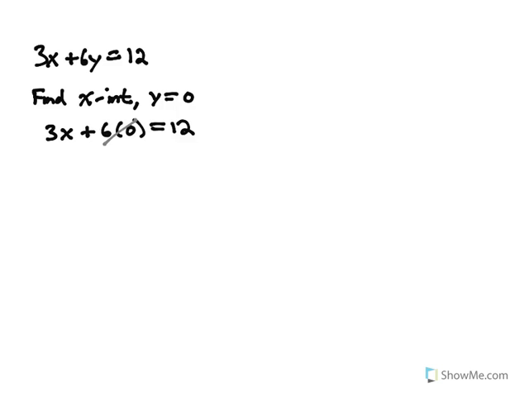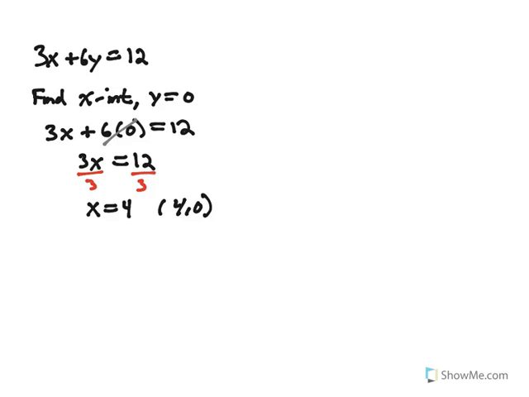And again, this cancels, so then you're left with 3x equals 12. You divide both sides by 3, and then you're going to be getting x equals 4. So if you write that in coordinate form, then it'll be 4, 0.